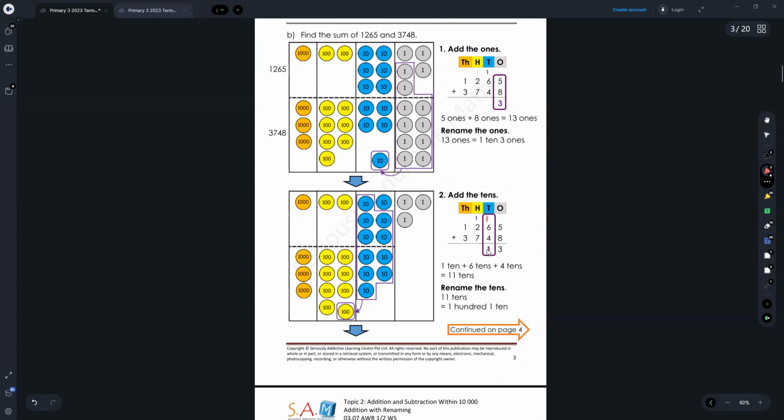Again, you cannot write 11 tens here. You have to put 1 ten here, and the 10 tens regroup into 100. So which is why the 100 goes here. Then 100 plus 200 plus 700 equals 10 hundreds. Again, you cannot put the 10 hundreds here.